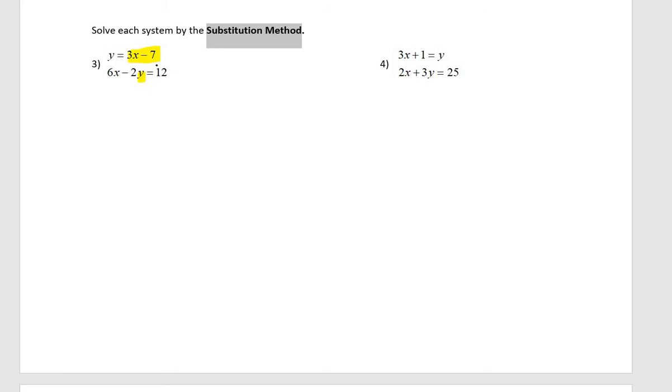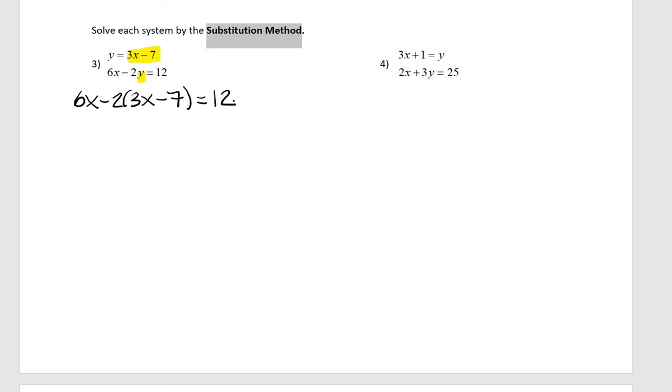So looking at this equation right here, y is already by itself. So we're going to use this, y equals 3x minus 7, and we're going to plug 3x minus 7 instead of this y right here in the other equation. So what that would look like is 6x minus 2, and in parentheses, instead of y, we're going to put 3x minus 7, since y equals 3x minus 7, equals 12.